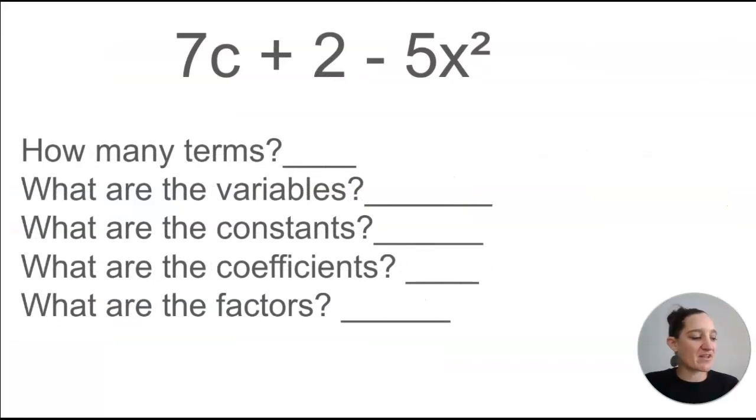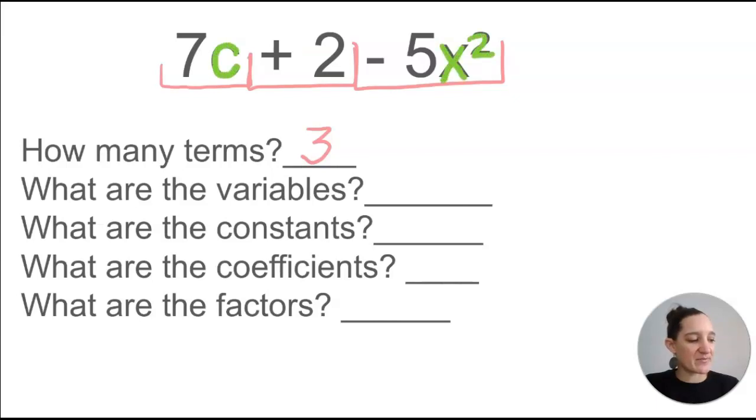Okay, let's go on to a little bit of practice before we're done. How many terms? Well, there's a plus, so I'm going to stop. There's a minus, so I'm going to stop, and I'm going to go to the end. There are 3 terms. What are the variables? Variables are letters. There's a variable, and there's a variable. So the variables here are c and x squared.